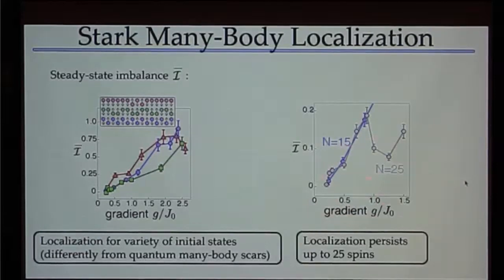We pushed our system to 25, which is okay, but it's not 50. But there are some technical problems that I can go into more detail about. And we see that the localization basically persists also for up to 25 spins. So that's the largest that we can go.